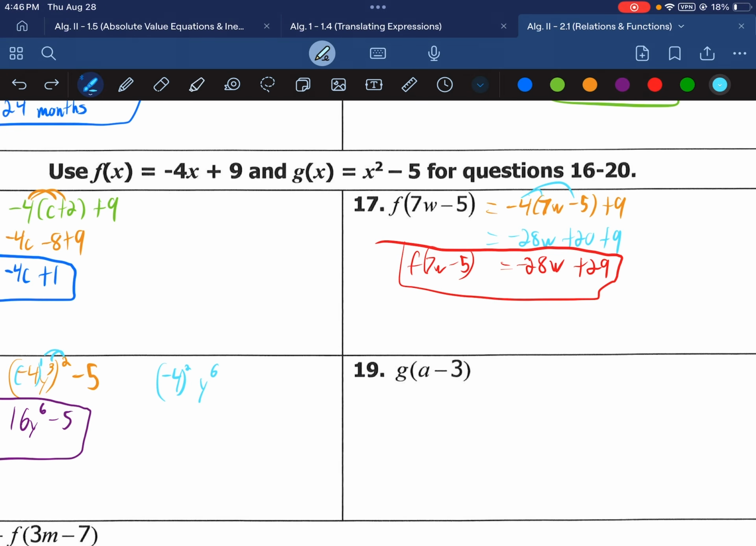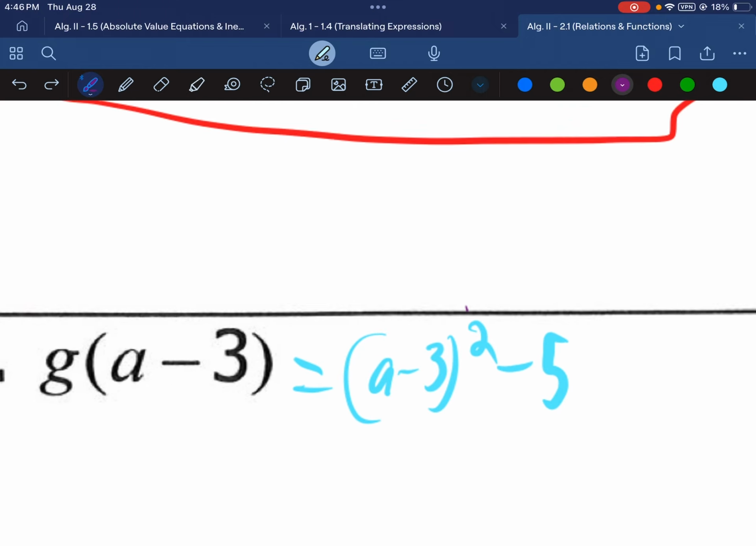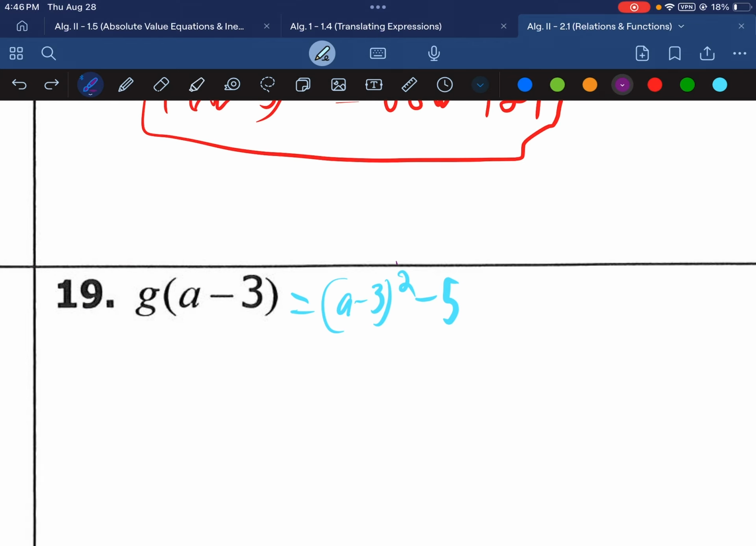Number 19 here, we're plugging a minus 3 into g of x, and that would be a minus 3 quantity squared minus 5. Now, we can't do that little trick where we multiply this exponent to each exponent inside on this problem, because there's addition and subtraction inside. That only works when the whole parenthesis or the whole quantity is multiplying or dividing, or some combination of the two. But anytime there's addition and subtraction, we can no longer do that.